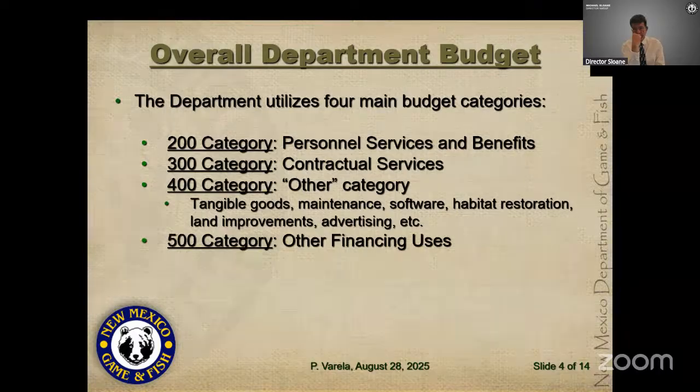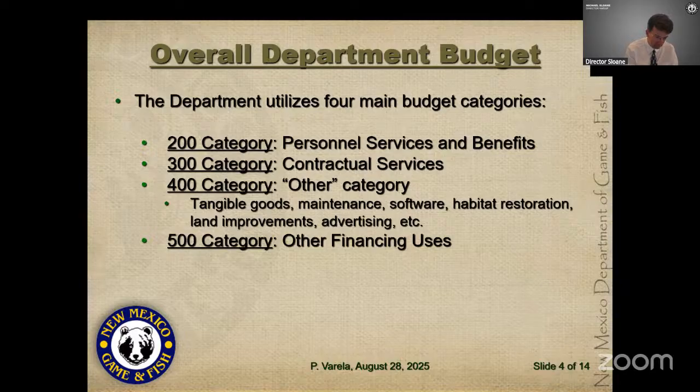The 300 category is contractual services. This is mainly professional service contracts contracted to other entities that provide services to the department. The 400 category is the other category. These are all the other things that we buy, such as tangible goods, maintenance, software, fish feed, fuel, land improvements, and advertising. And the final category is the 500 category.